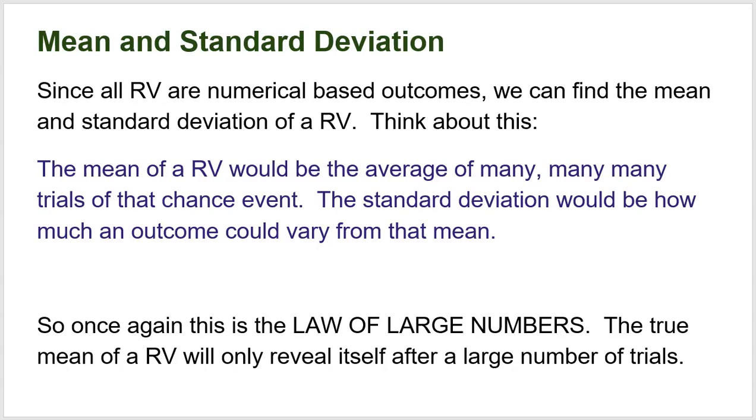The mean of a random variable is the average of many, many trials of that chance event. The standard deviation would be how much an outcome could vary from that mean. Once again, this is actually the law of large numbers. The true mean of a random variable will only reveal itself after a large number of trials.